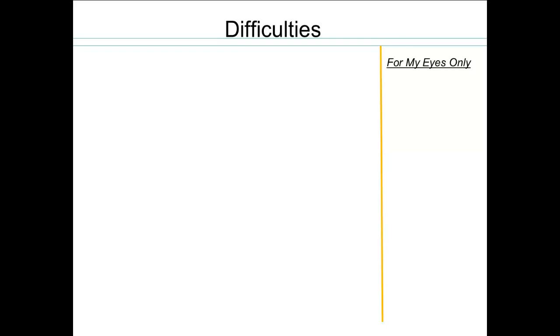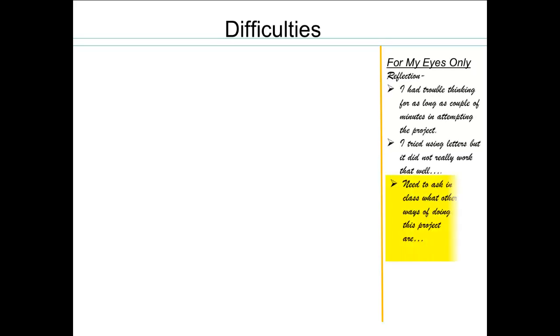But we also had many difficulties in making our number system. This is what I saw in some of your notes. Some people wrote that they have trouble thinking for even more than 2 minutes. It was extremely frustrating, and that's okay. Going through this process tells you what doing mathematics is like. Some of you tried using letters, but then didn't know what to do after the letters were exhausted after the letter Z. And one of you wrote that you needed to ask in class what other ways of doing this project are because you were struggling so much.